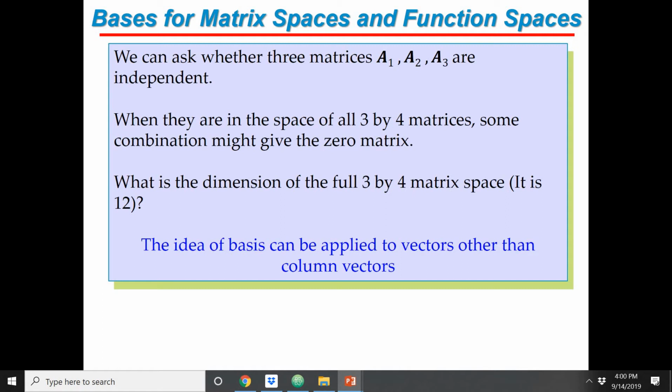what is the basis for that space of matrices 3 by 4? How many independent matrices do I need to generate any other matrix in 3 by 4? And I'm going to demonstrate. The answer is actually you're going to need 12, right? 3 times 4. And you're going to need 12 basis matrices, or elements in the basis, to be able to generate any arbitrary matrix of 3 by 4.